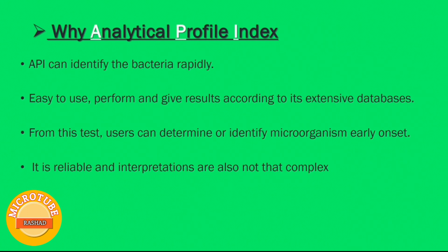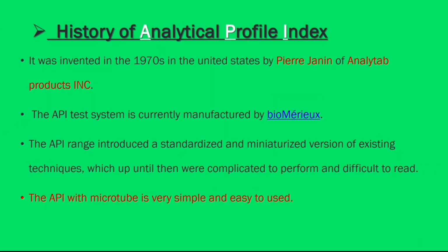Why Analytical Profile Index? API can identify bacteria rapidly, it is easy to use and perform, and gives results according to extensive databases. From this test, users can identify microorganisms early. It is reliable, and the interpretation is also not that complex.